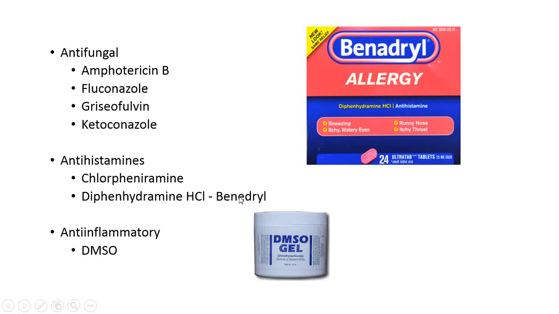DMSO, dimethyl sulfoxide, is used as an anti-inflammatory agent. It's primarily mixed with other drugs. The neat thing about DMSO is that it causes the drug it's mixed with to be carried into the skin. You can actually get drugs systemically by mixing with DMSO. You've got to be a little careful though, because if you touch it, it's also going to get in your skin, so watch that.